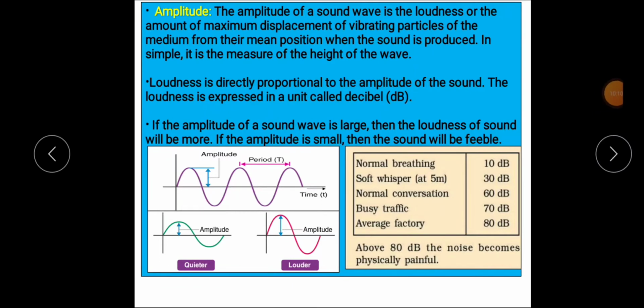Next, let's see amplitude. The amplitude of a sound wave is the loudness, or the maximum displacement of the vibrating particles of the medium from their mean position when the sound is produced. Or in simple terms, it is the measure of the height of the wave. So let me explain it to you with the help of these diagrams.